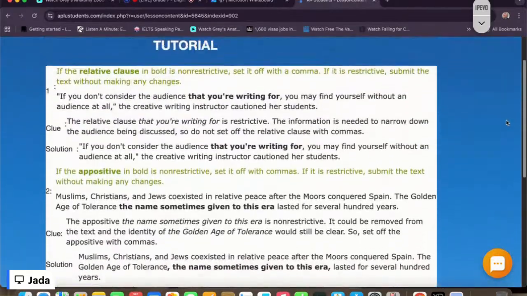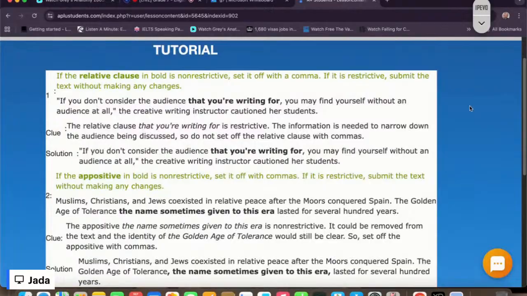So all we need to note is that for the restrictive, it is necessary for us to understand what or who is being spoken about in the sentence, and it is not set off with commas. But then for the non-restrictive, it doesn't really matter whether we know who is being discussed in the sentence or not, and usually we have commas in the non-restrictive. So if the relative clause in bold is non-restrictive, set it off with a comma. If it is restrictive, submit the text without making any change.